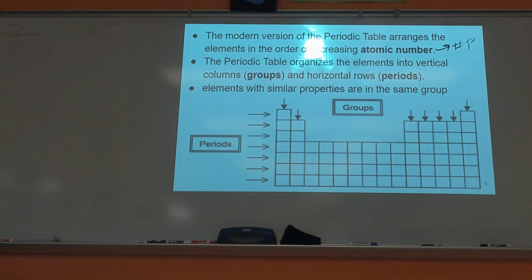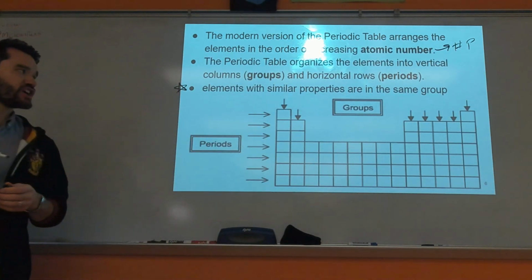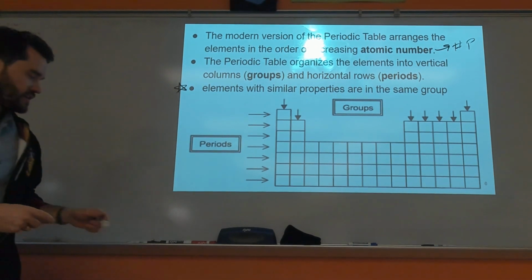And broadly speaking, we organize the periodic table into periods and groups. Now, periods are going to run left to right, and groups go top to bottom. So groups are vertical, and periods are the horizontal ones. Now, this last bullet point is super important. You're going to star that for yourselves. Elements in the same group are going to share similar properties.